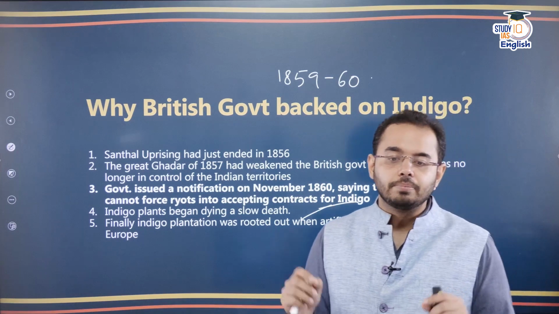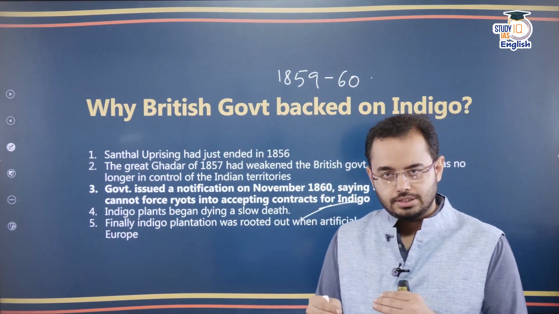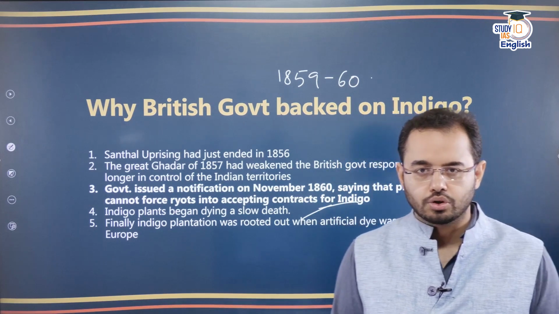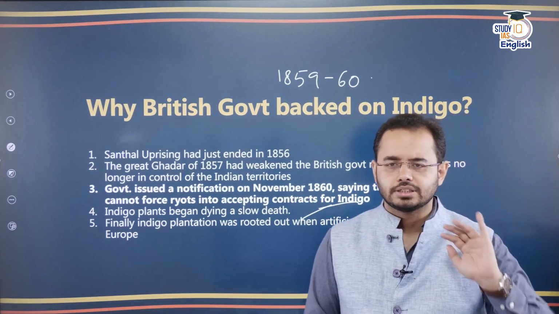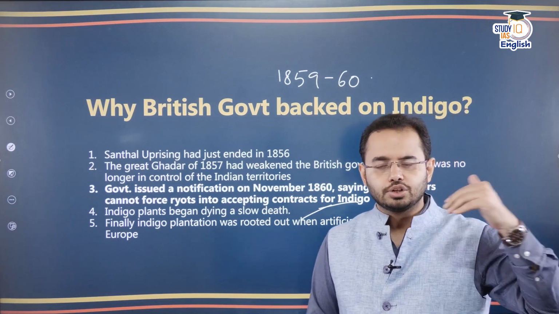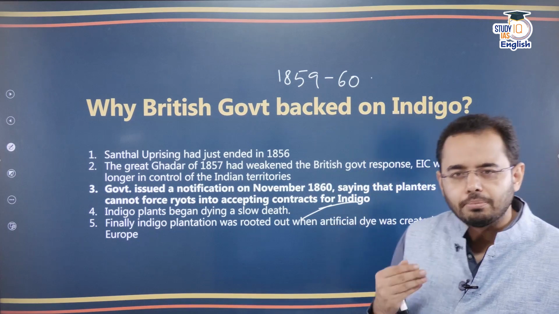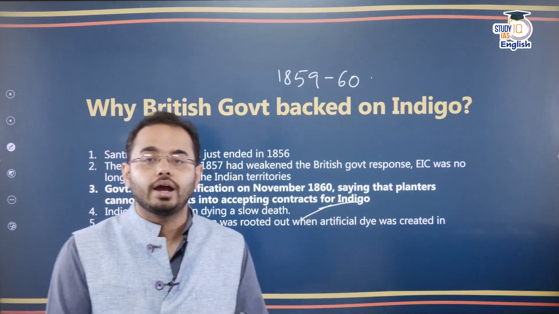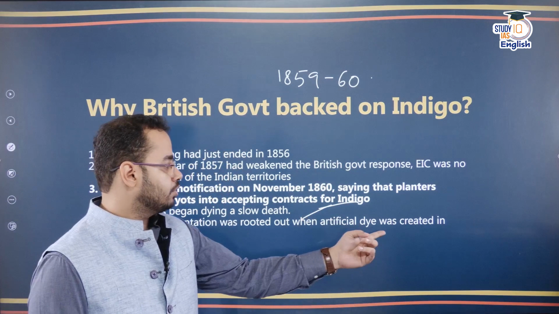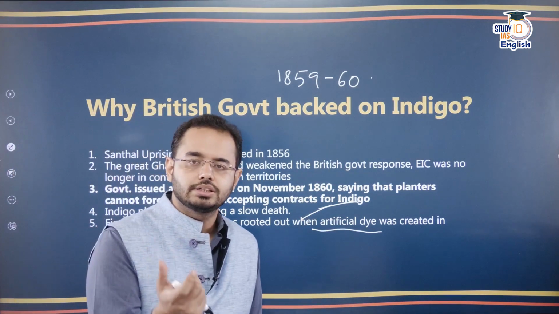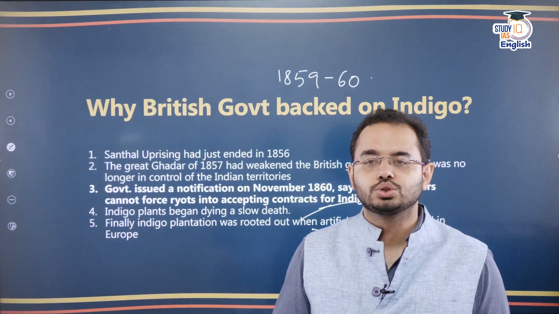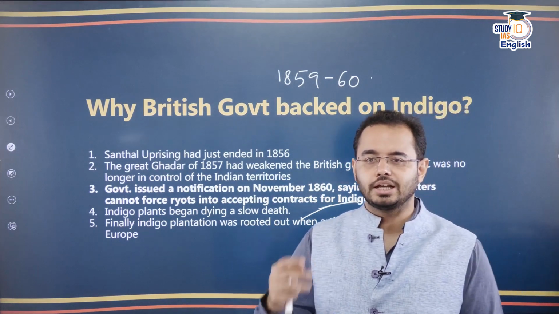Now that made the indigo planters, or indigo plants, where they used to process the indigo crop, start dying a slow death. They started closing factories. British indigo planters started going away from the rural areas of Bengal. And finally, the demand for indigo itself lost its steam. The demand for indigo itself came down. Why? Because artificial dye was created in Europe, particularly in Germany and France, after this time period, that led to a slump in the demand for natural dye. And this is how the Indigo Revolt, or Indigo agitation, also dies.